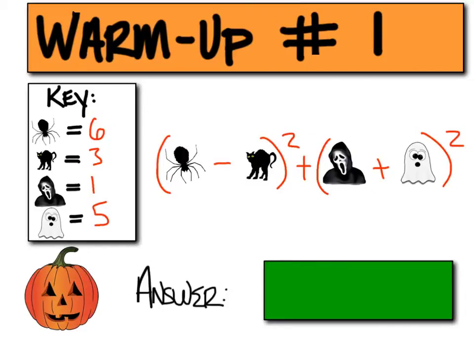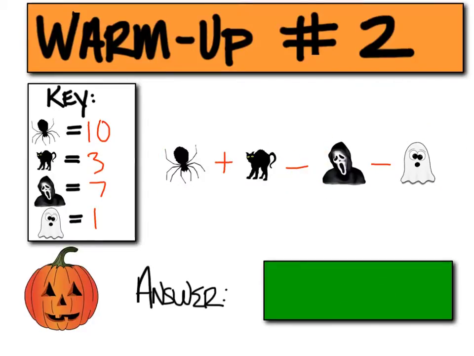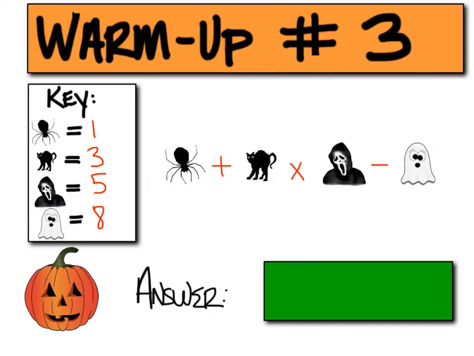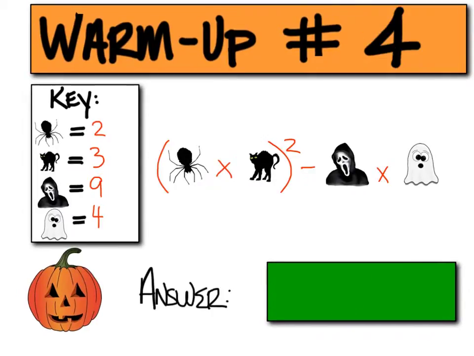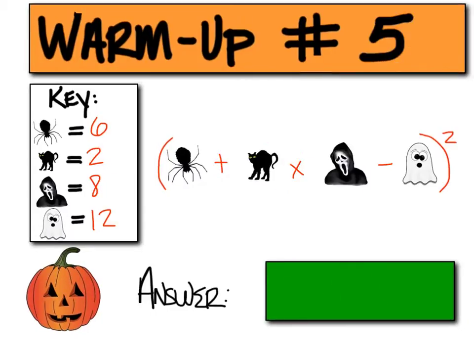Alright, one more problem number 1. Okay, answer for that one is 45. Number 2. Alright, answer for this one is 5. Number 3. Alright, answer for this one is 8. Number 4. Answer is 0. Number 5. Answer for this one is 100.